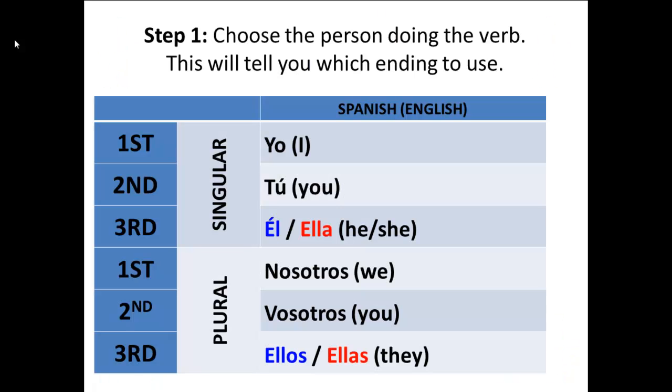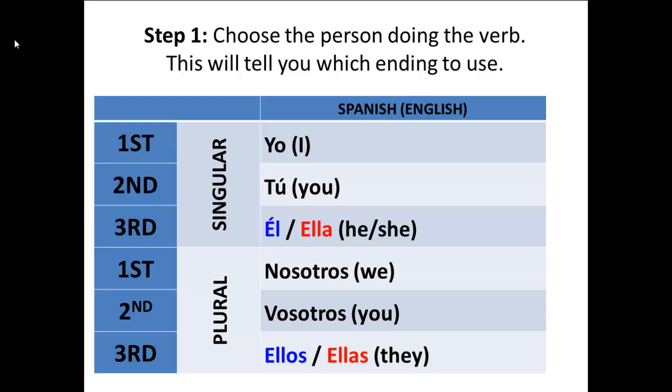Step 1. Choose the person doing the verb. This will tell you which ending to use later on. And here we can see the subject pronouns in Spanish divided into singular and plural. You won't ever use these in Spanish unless you need to emphasise who is actually doing the verb, because the ending of the verb will tell you that information anyway.